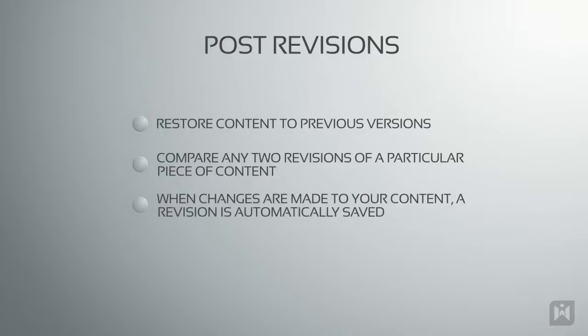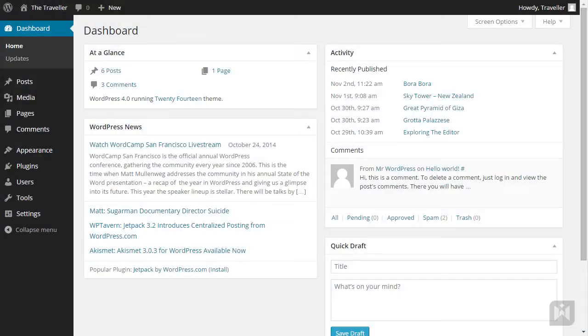When you publish a post or page, if you made any changes, a revision will be saved, and you're able to roll back to earlier versions of that piece of content. Essentially, the revisions function acts as an undo button. We'll start off by going to the front page of our website. From the dashboard, hover over your site name and click Visit Site.